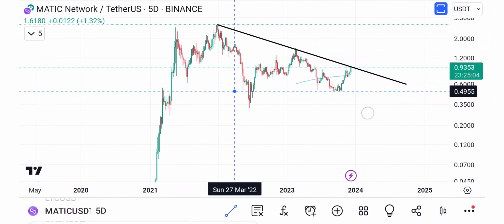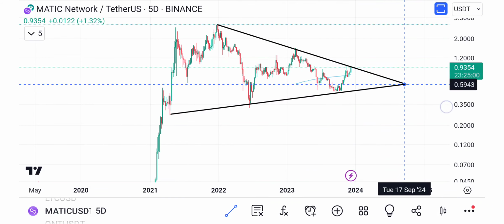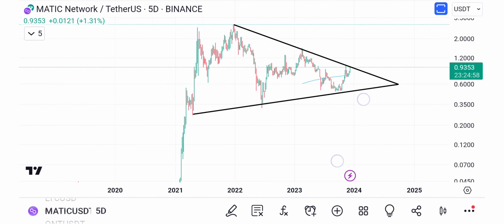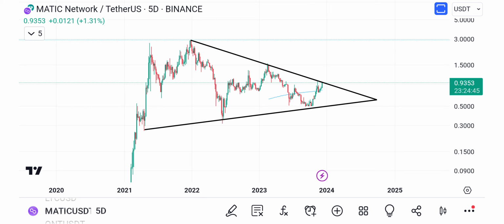And then I can connect this wick and this wick in here. And look at that. You have a beautiful symmetrical contracting triangle, or whatever you want to call it. And this is exactly what XRP is doing, by the way. So if you're bullish on Matic, you're bullish on XRP. Not talking fundamental, I'm talking technical, the chart.